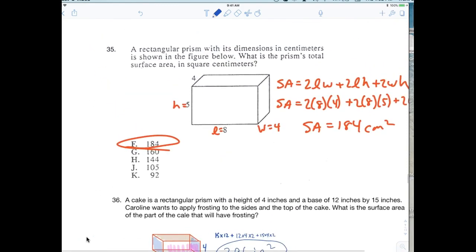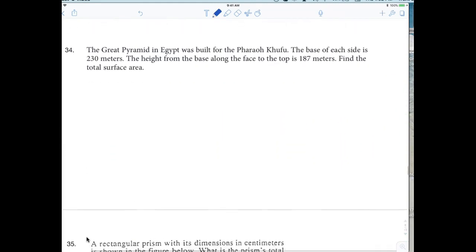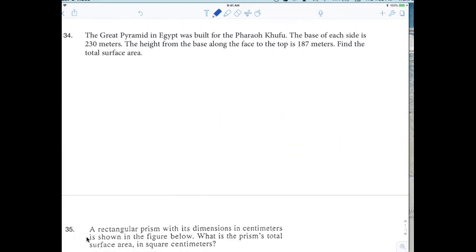All right, let's go down to 34 now. The Great Pyramid of Egypt was built for the pharaoh Khufu. The base of each side was 230, and the height along the face to the top is 187. Now, I think what they're trying to tell you right there is that's the slant height. Do we agree? Again, I'm not going to make this as tricky for tomorrow, but it says find the total surface area.